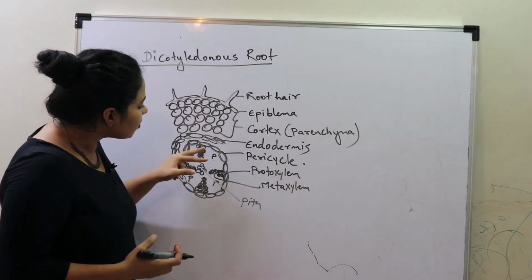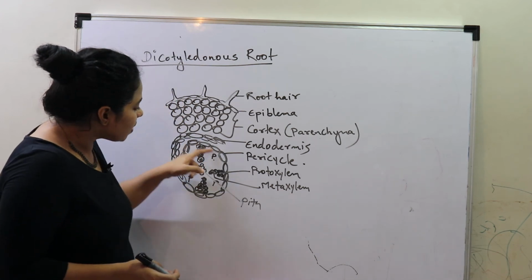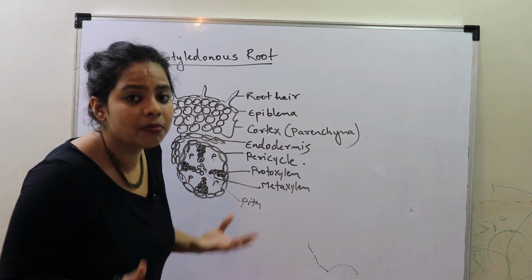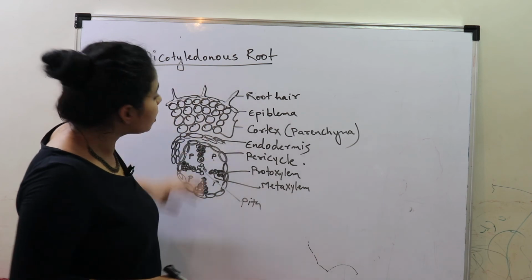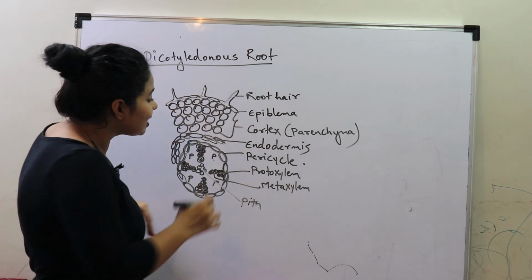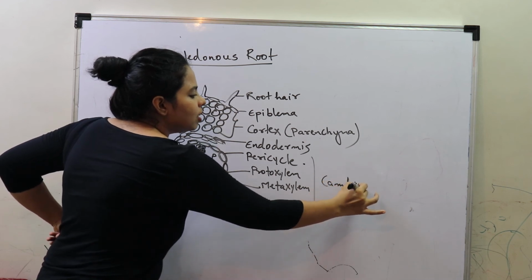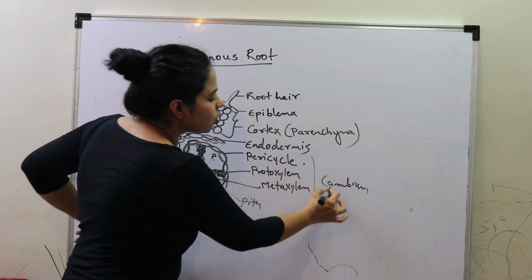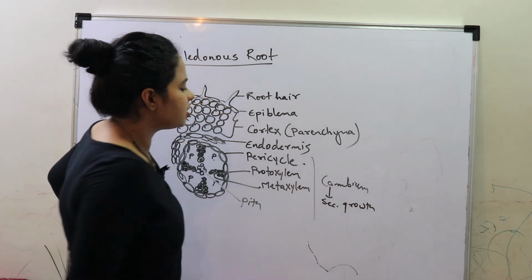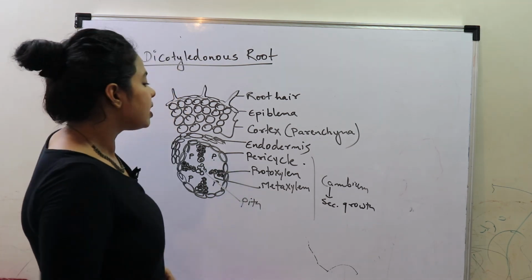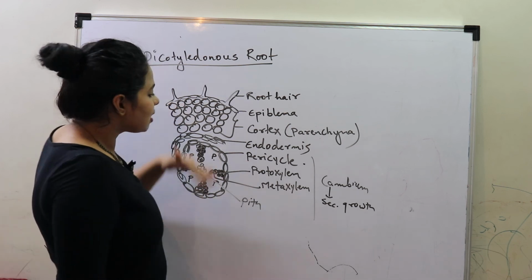Then in between pericycle and pith you have your vascular bundles, that is xylem and phloem. 4 bundles of xylem and 4 bundles of phloem. We are talking about a young root. Later on in this root cambium develops. In later stages cambium develops in root and it helps in secondary growth, that is, formation of secondary xylem and secondary phloem. So cambium develops later on. I hope these things are clear.